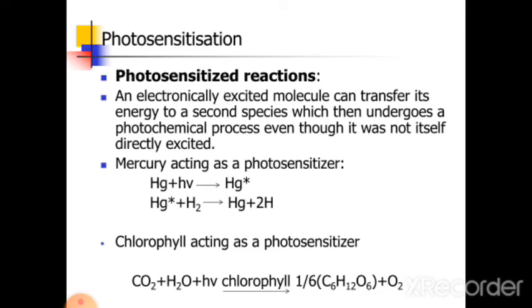Next we see about photosensitization. In a photosensitized reaction, an electronically excited molecule can transfer its energy to a second species which then undergoes a photochemical process even though it was not itself directly excited. Mercury acting as a photosensitizer: mercury reacts in the presence of light to give an excited mercury atom. The excited mercury reacts with the hydrogen molecule to give mercury and hydrogen radicals. Chlorophyll acting as a photosensitizer: CO2 reacts with water in the presence of light to give glucose and oxygen.